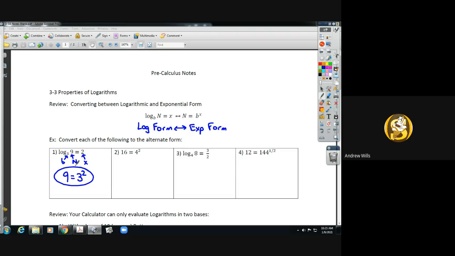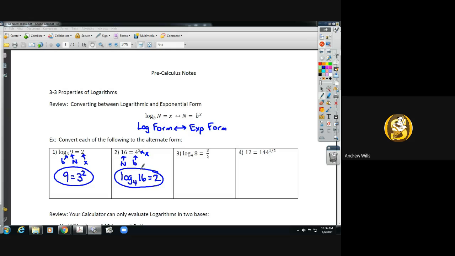Number two is already in exponential form. Again, we've got n, b is 4, and x is 2. So when we convert that into the other form, it would be log base b, which is 4, of n, which is 16, equals x. So log base 4 of 16 is equal to 2.